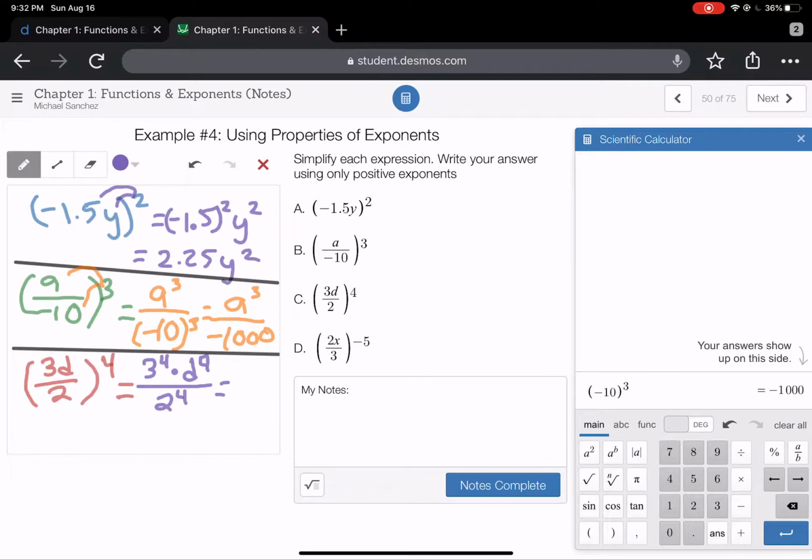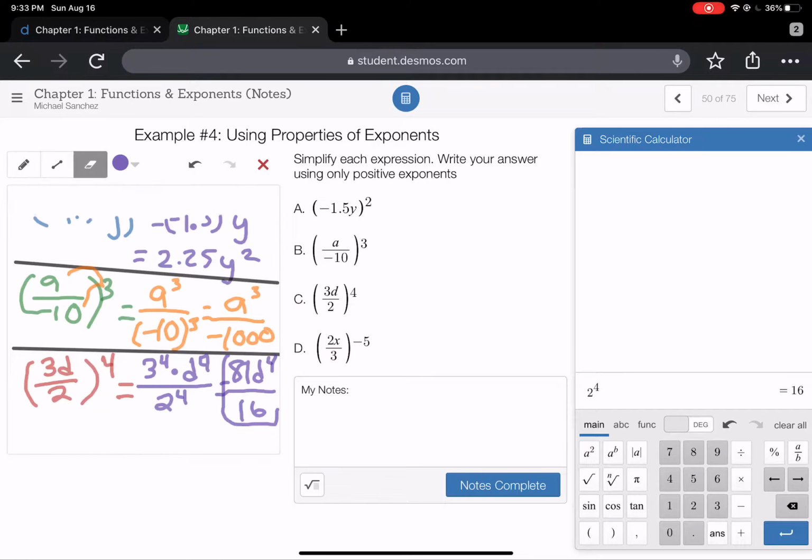If we simplify that, we use our calculator if needed. 3 to the power of 4 is 81. So up in the numerator, I'm going to have 81d to the power of 4. And in the denominator, I'm going to have 2 to the power of 4, which is 16. So then I have 81d to the power of 4 over 16. I'm going to erase this little section here to do the last one.